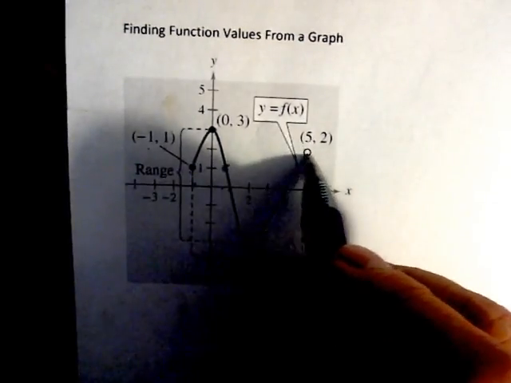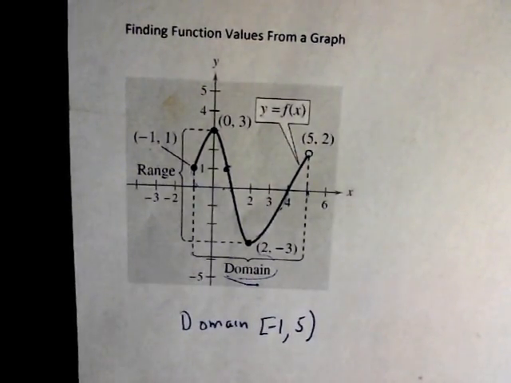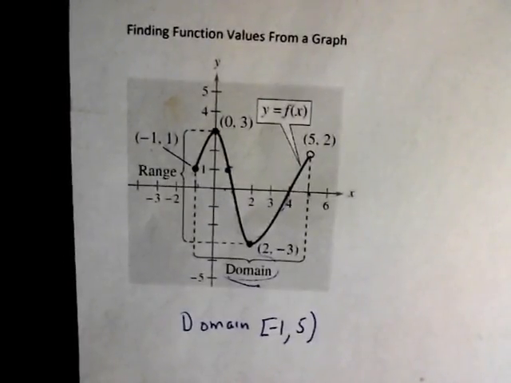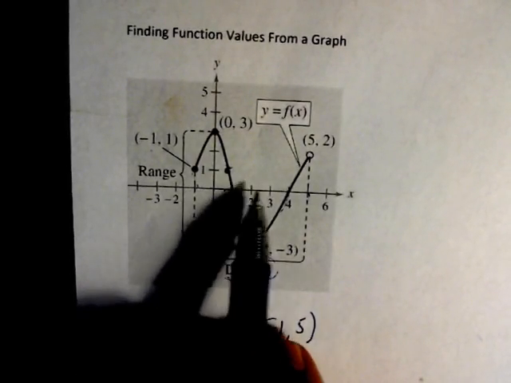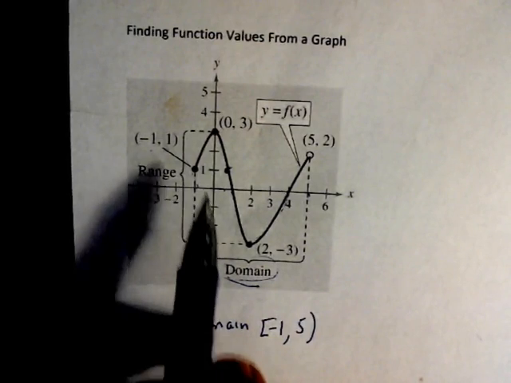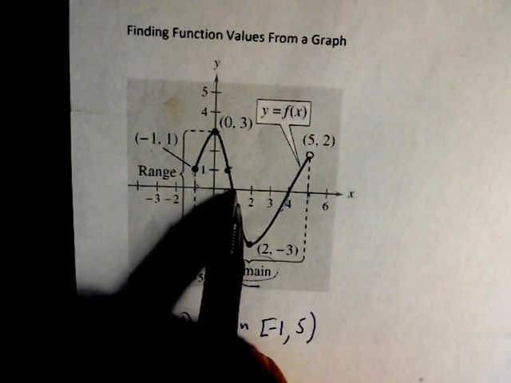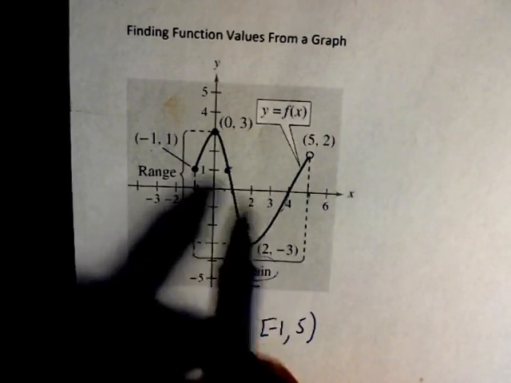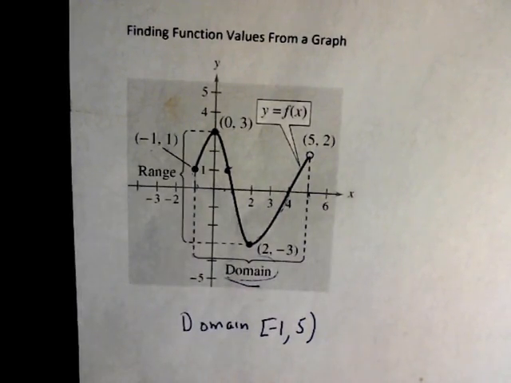Now, with this hollow circle here, that means that we leave the parentheses open-ended. We do not list the -1, 0, 1, 2, 3, 4, and 5 because there are points between -1 and 0, 0 and 1, so on and so forth. I mean, this graph is continuous. If it was just points plotted, that's different.